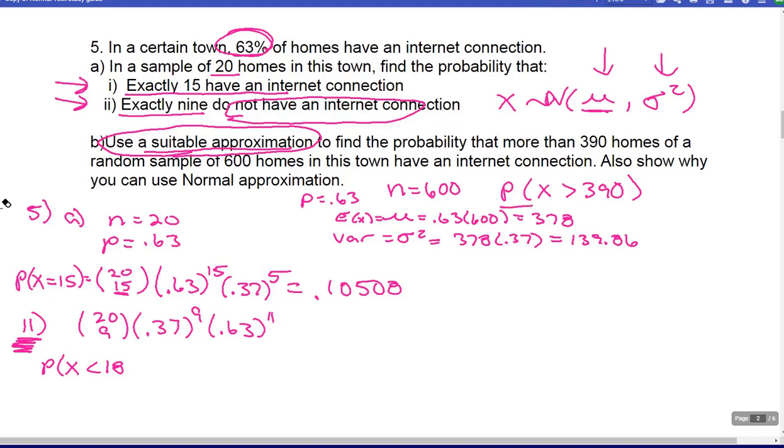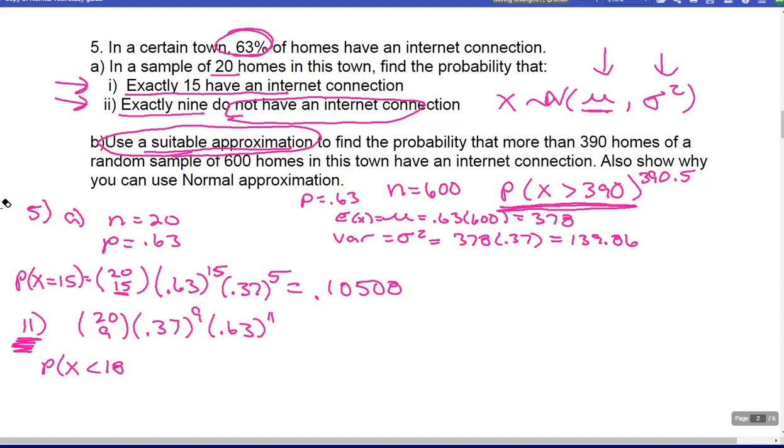Remember, I'm trying to figure this out. You either have to add 0.5 or subtract 0.5. So which one? Think about it. I want to do bigger than 390. Does it include the 390? No. So what am I going to use? You have to add 0.5 in order to include. So the number I'm going to use is 390.5. Are you with me on that?